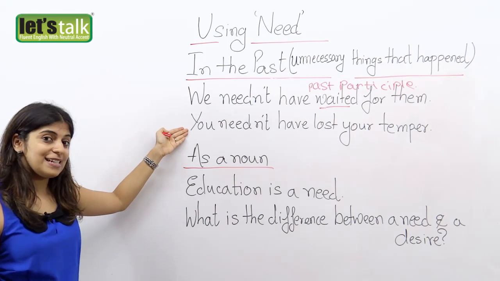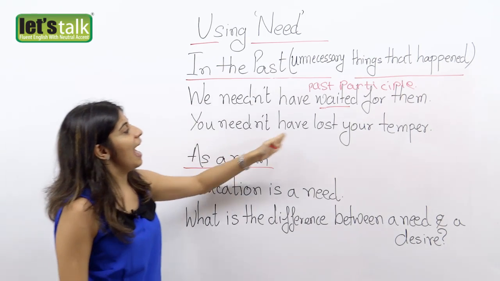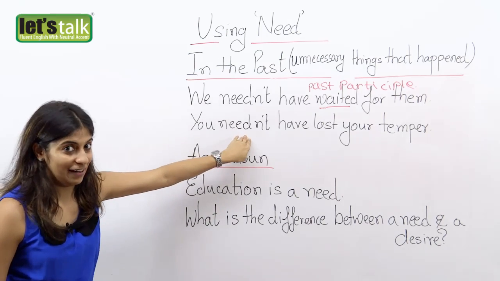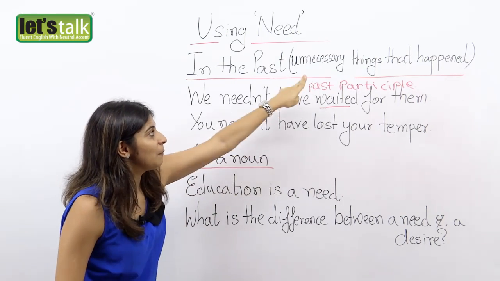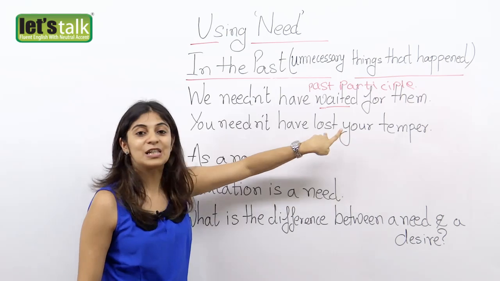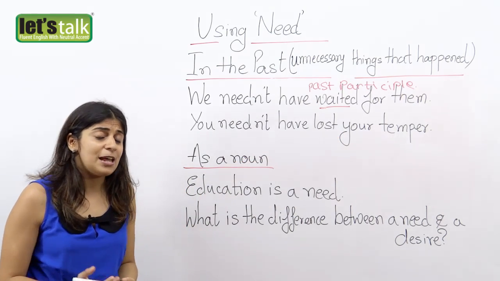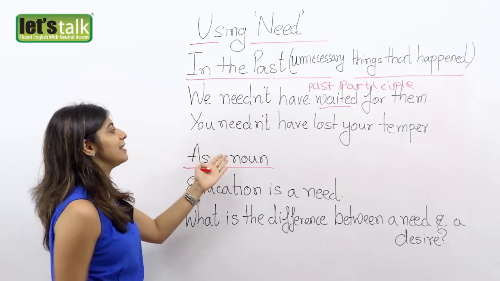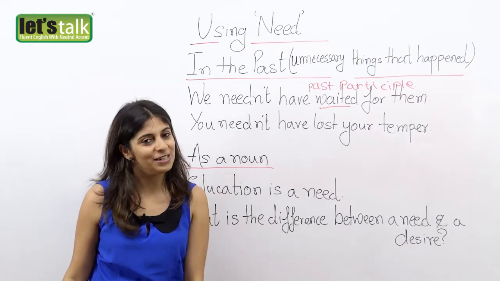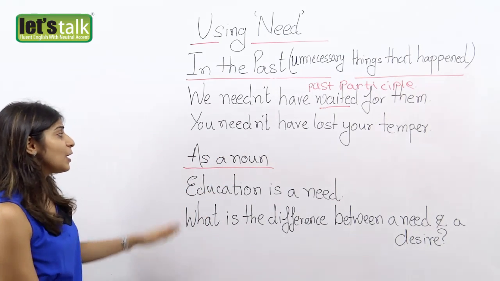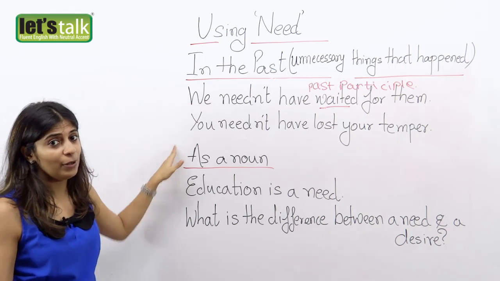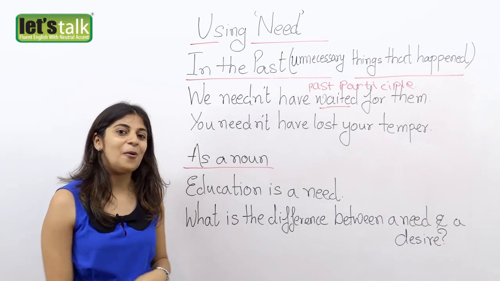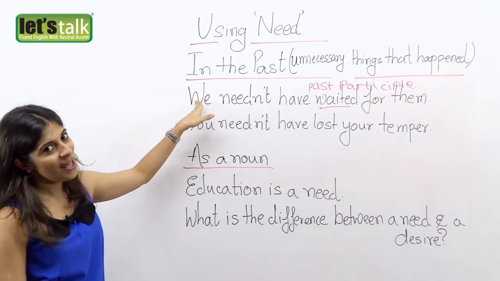Let's look at another sentence here, that you needn't have lost your temper. Again, here needn't is your negative, have plus the past participle, that is lost. So losing your temper was just unnecessary. So that's why we use the sentence that you needn't have lost your temper. Now we learned need as the main verb, as the auxiliary verb, and how the need can be used in the past.